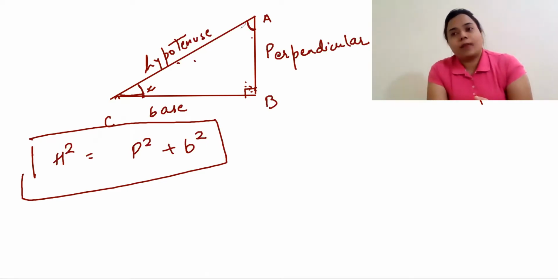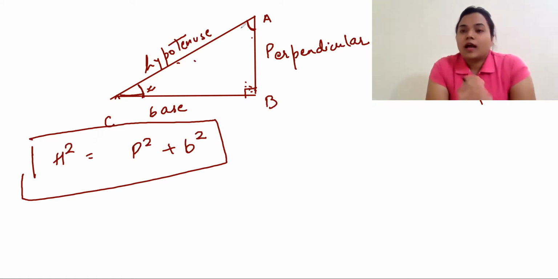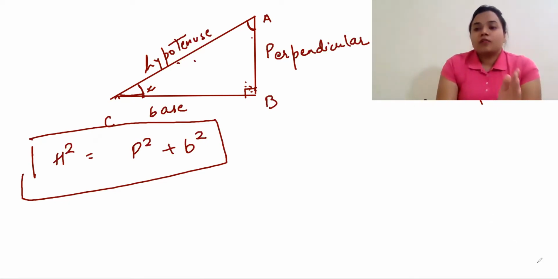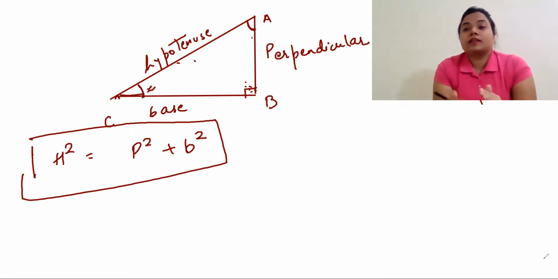So if we know any one side and any one acute angle out of these two, we can easily apply the trigonometric ratios and find anything that is asked in the question. So let's start with the trigonometric ratios first. First, I'll tell you what the trigonometric angles are.